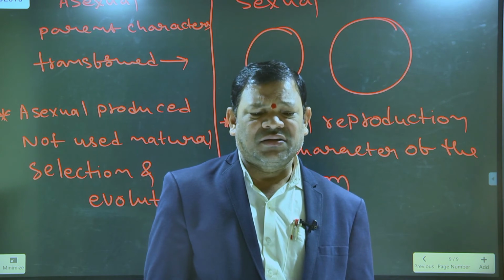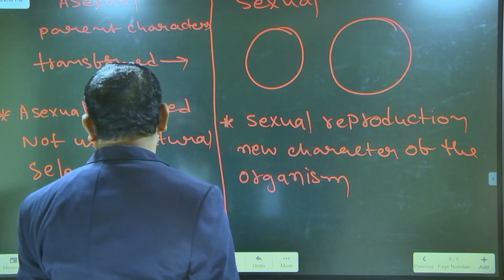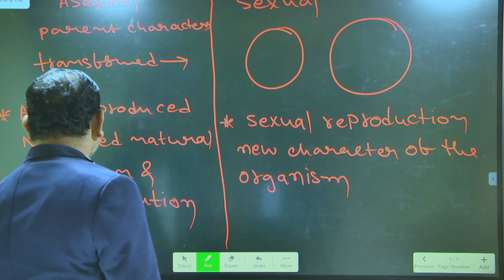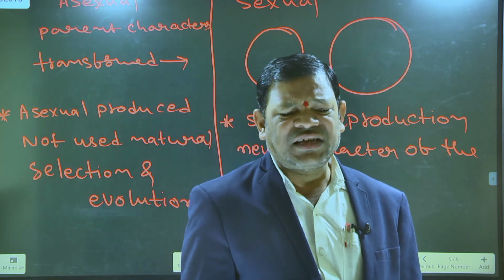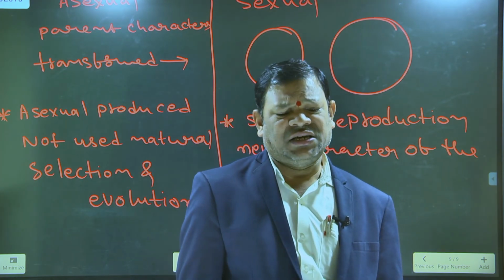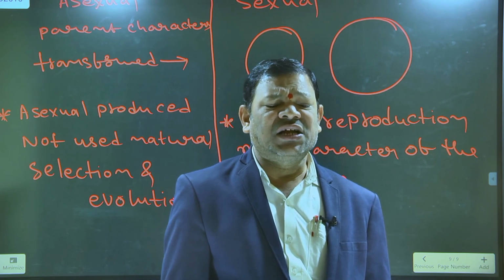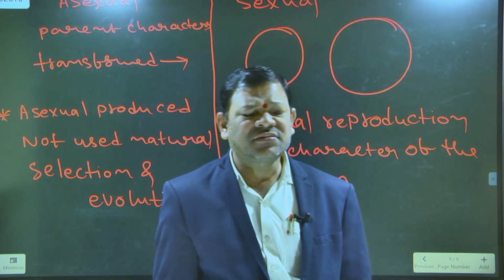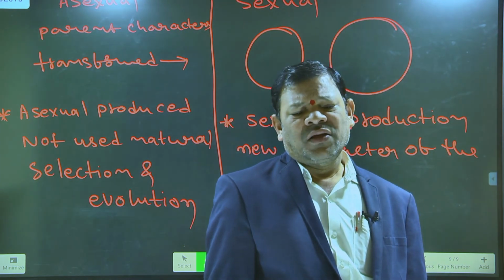Next, last point: asexual reproduction is not useful for natural selection in evolution. Why? Because nature always selects new characters or variation. Variation is required by nature. But in asexual reproduction, can we see any new characters? Avinash? No, so we cannot see.